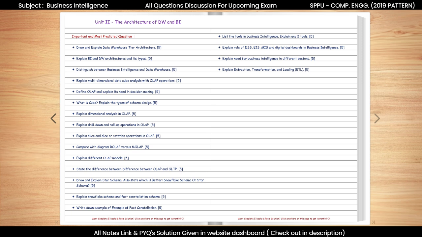Now, let us move on to our next important topic, slice, dice and rotation. From this topic, we can expect questions such as, explain slice and dice or rotation operations in OLAP.